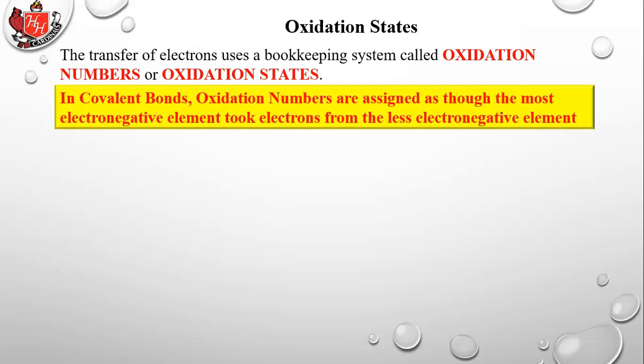In covalent bonds, oxidation numbers are assigned as though the most electronegative element took electrons away from the less electronegative element. In other words, it treats a covalent bond as though it was an ionic bond.